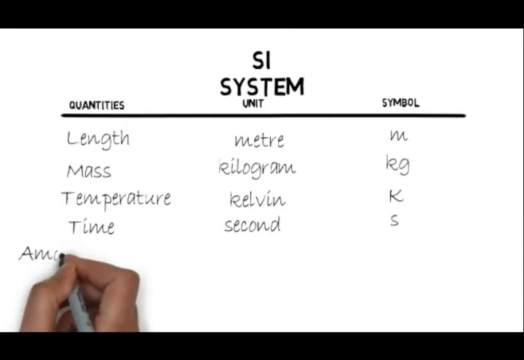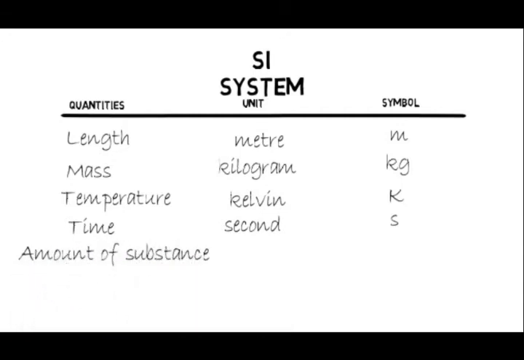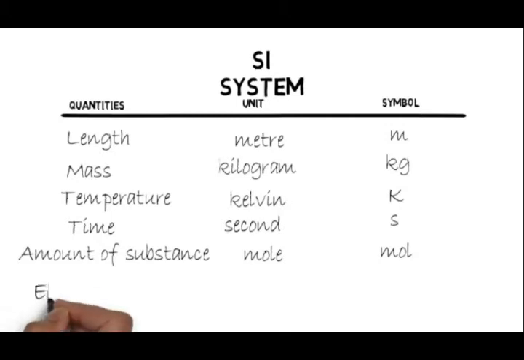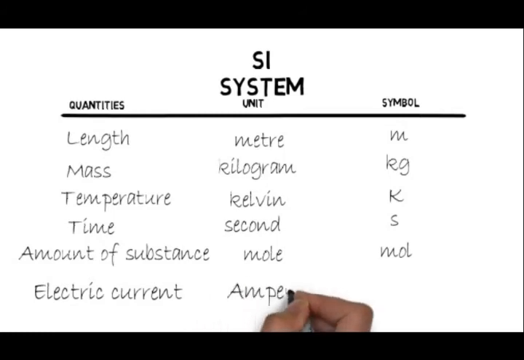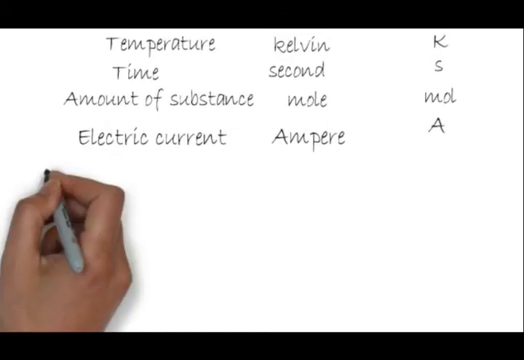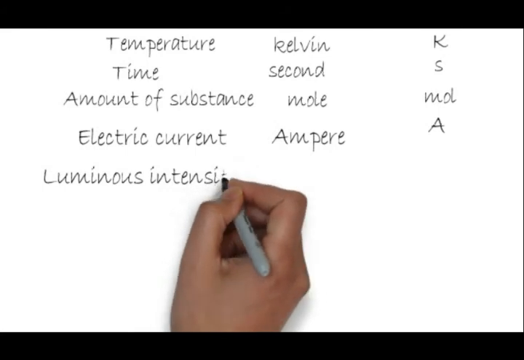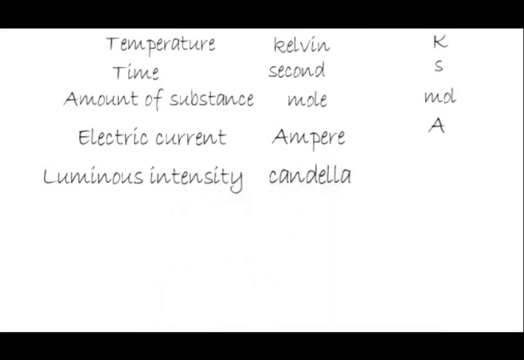Next we have amount of substance, unit mole, symbol mol. Next we have electric current, unit ampere, and symbol capital A. After this we have luminous intensity, which has a unit candela denoted with cd.